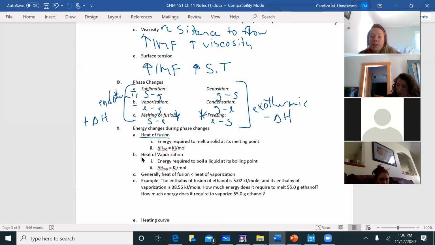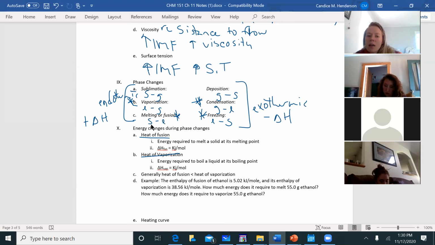We also have heat of vaporization. Heat of vaporization is talking about liquid to gas, or we can take the opposite sign of it and go from a gas to a liquid. You'll see it as this delta H of VAP in kilojoules per mole. In general, your heat of vaporization is much greater than your heat of fusion. So it takes way more energy to go from liquid to gas than it does to go from solid to liquid.